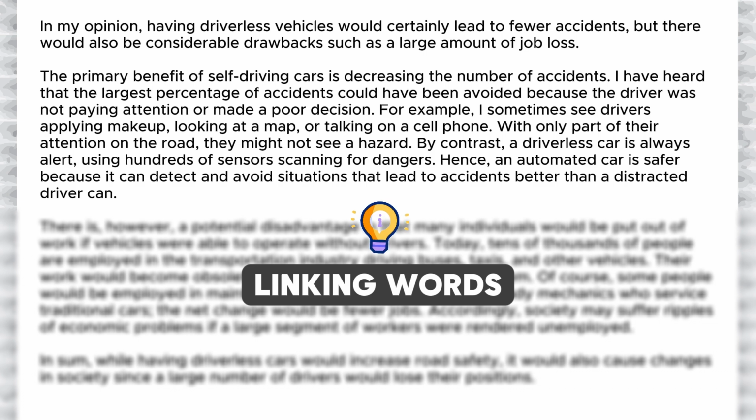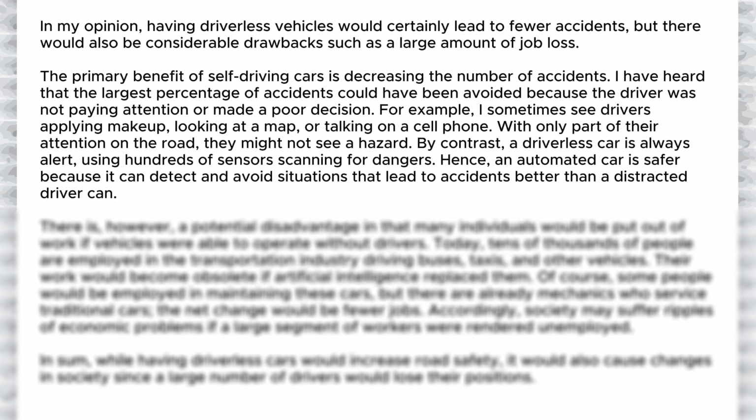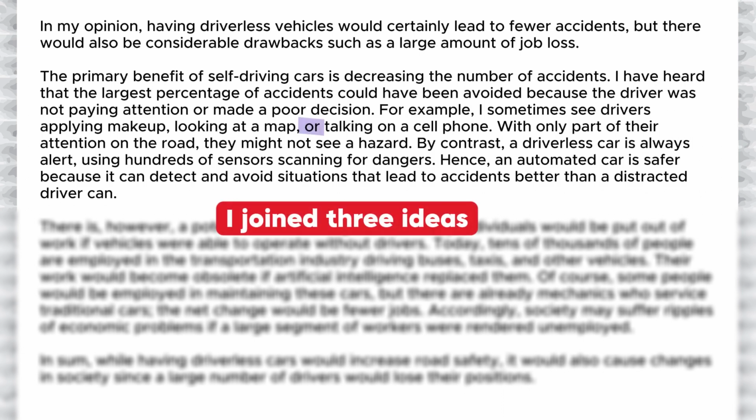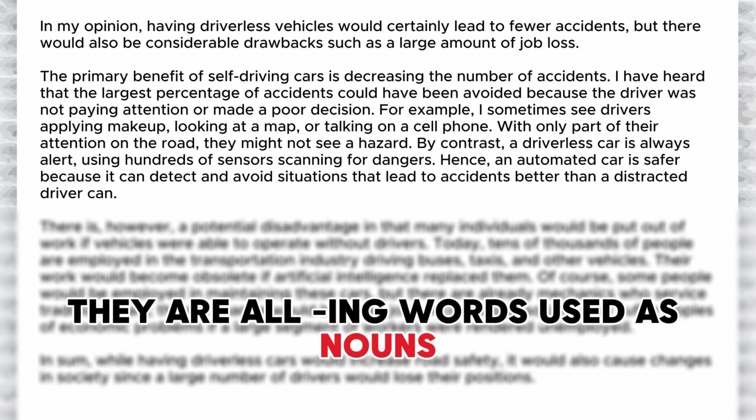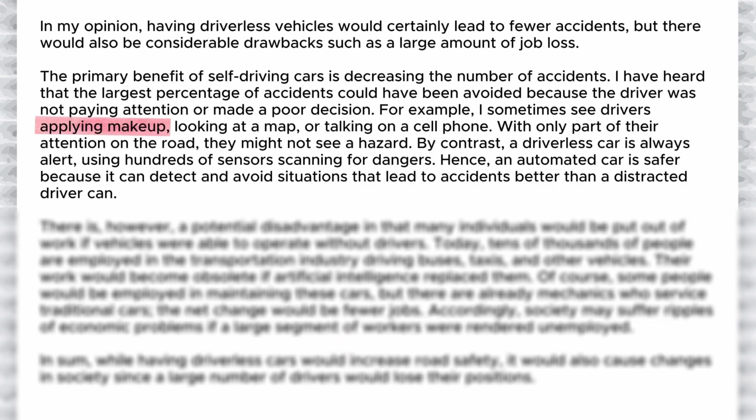Linking words are really important to show how the sentences relate to each other. Again, I used "or", but this time I joined three ideas. I check to make sure that they are the same grammatical structure. They are all -ing words used as nouns: applying makeup, looking at the map, and talking on a cell phone. This doesn't exactly show why they are accidents, so I want to clarify my idea a bit more.